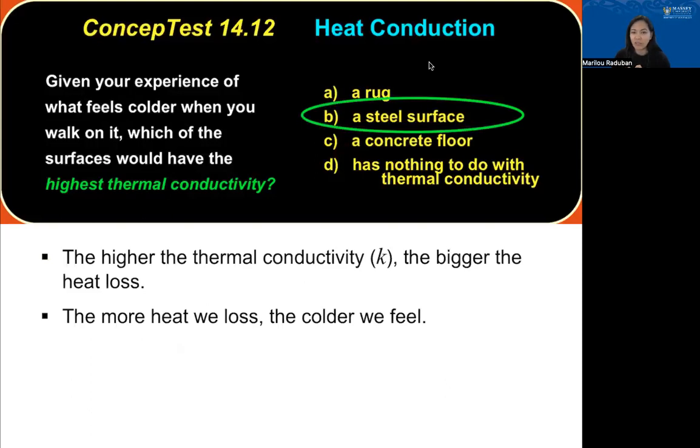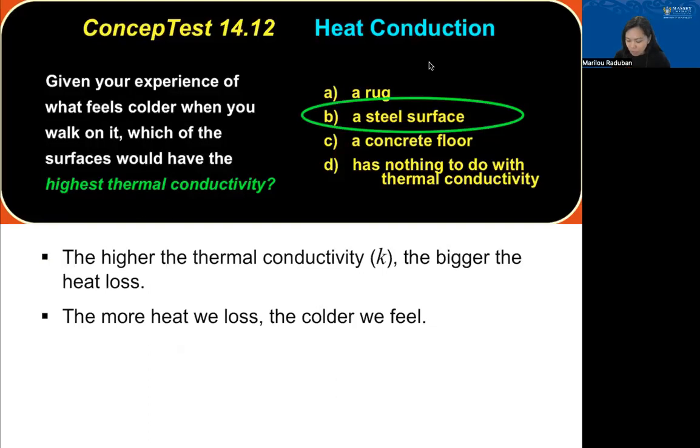It's steel. Steel will have the highest thermal conductivity because the higher the thermal conductivity, the easier it is for that material to heat up. And so, of course, the opposite is true. The higher the thermal conductivity, the easier it is for that material to cool down as well. So it's all about heat transfer. The higher the thermal conductivity, the easier it is to transfer energy in and out of that material.